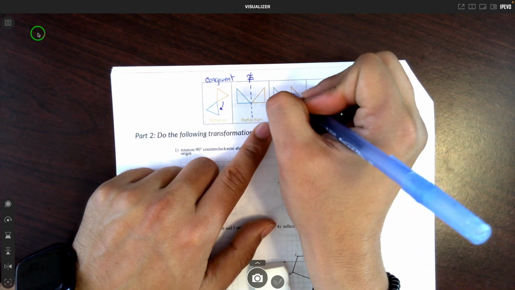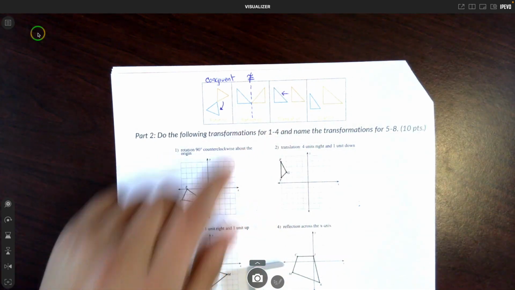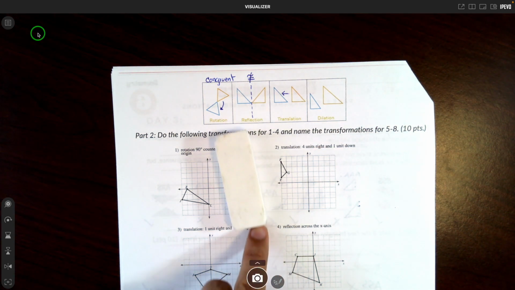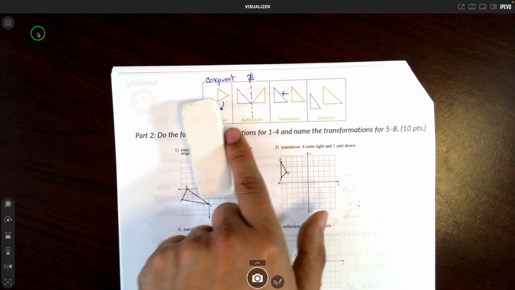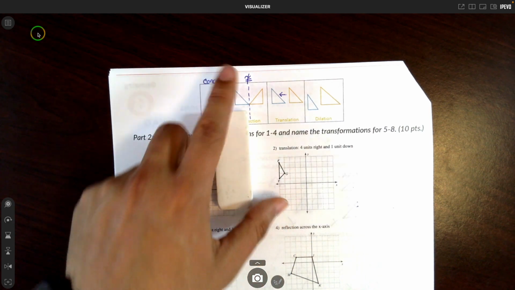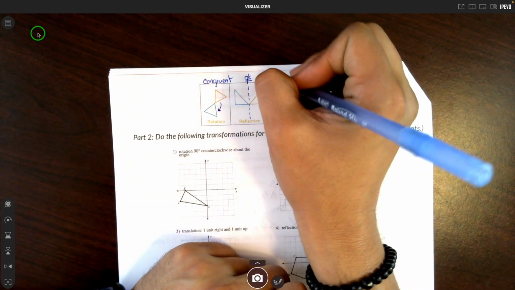A translation is a push. So if I push this eraser, or I push it sideways, or it doesn't matter which way I push it, it's going to stay the same. So this is congruent.